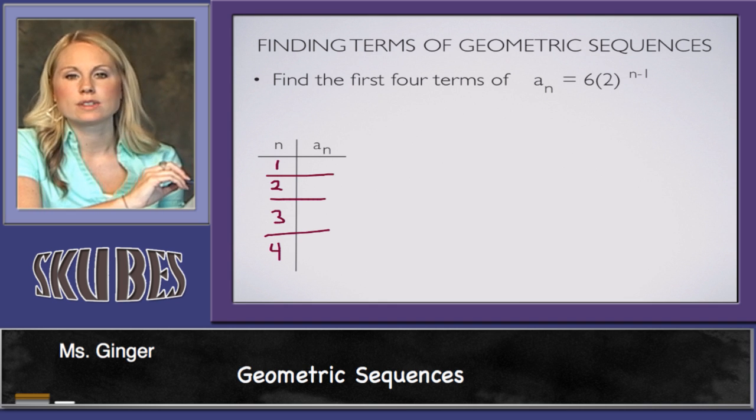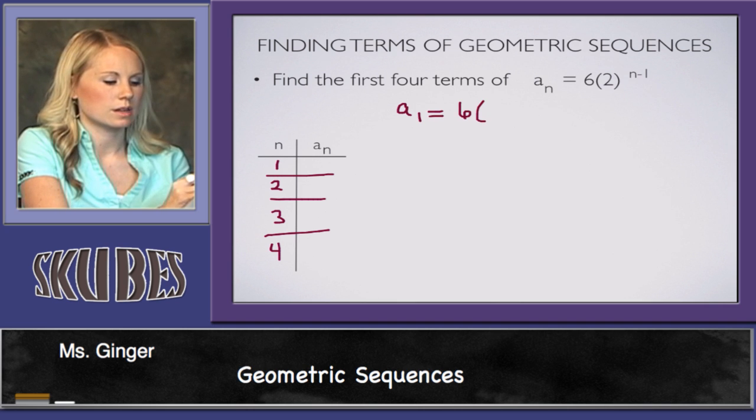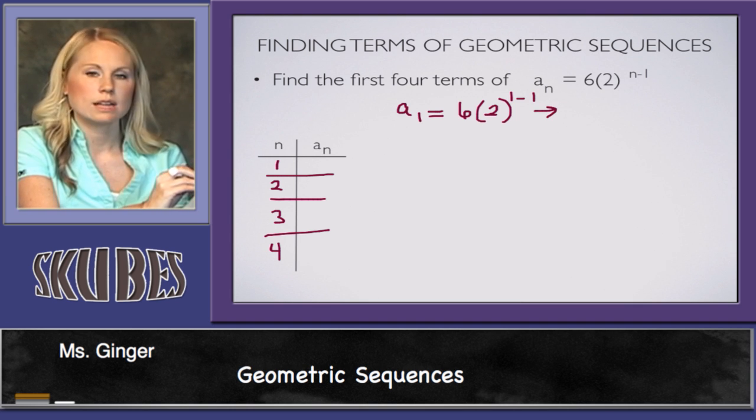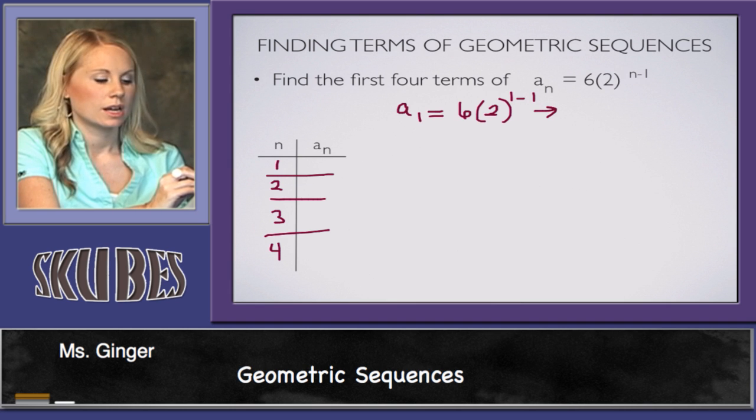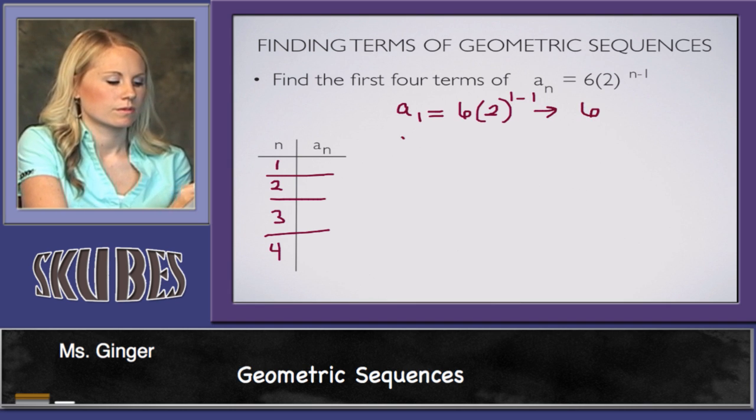So I'm going to plug in each of these numbers for n. So I want a sub 1 first. I'm going to use this rule, 6 times 2 to the 1 minus 1. All right, so 6 times 2 to the 0, anything to the 0 power is 1. So 6 times 1 gives me 6.